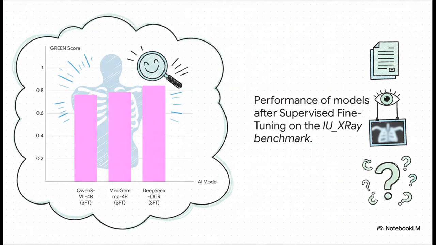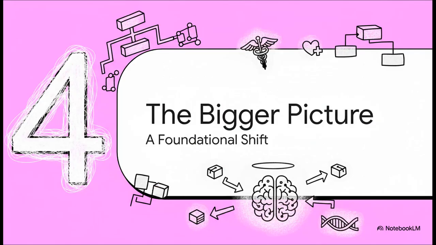On a key test for generating radiology reports, DeepSeek OCR didn't just hold its own. It actually came out on top. It beat MedJama, a model that was trained on over 33 million medical images. A document reader was better at reading X-rays than a specialized medical AI. I mean, how is that even possible? The answer to that question, it turns out, reveals something much deeper about how information works and about what makes a truly powerful AI.